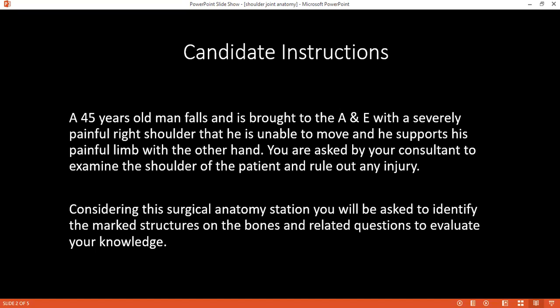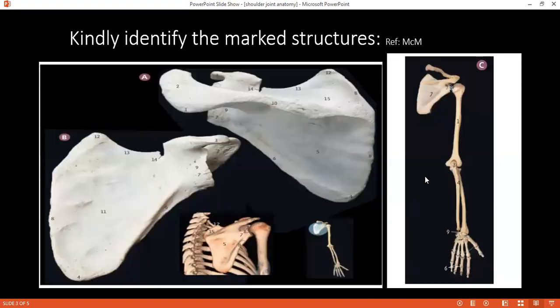Okay. Can you hear the bell? Yes. All right. Now, if you have read and understood this surgical anatomy station, kindly identify on the left-hand side image, if you could see A, number 2, please. Acromion.